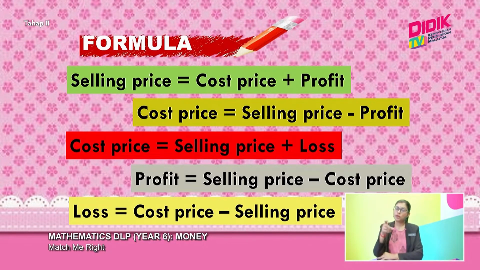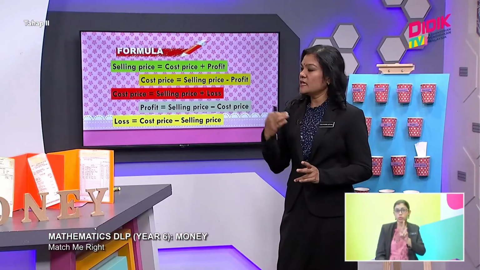Okay, Sean, can you read the formula? Yes. To find the selling price, selling price is cost price plus profit. If you're looking for the cost price, it's selling price minus profit. As for the cost price, we have two situations here. One is we minus the profit, the other one is we plus the loss.